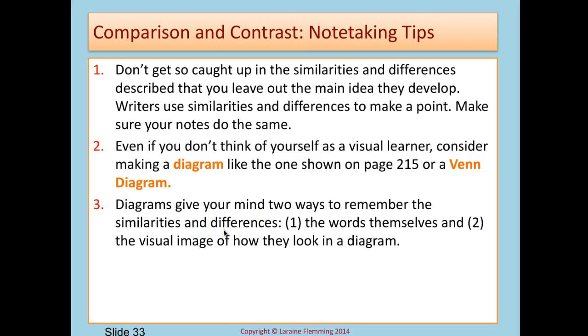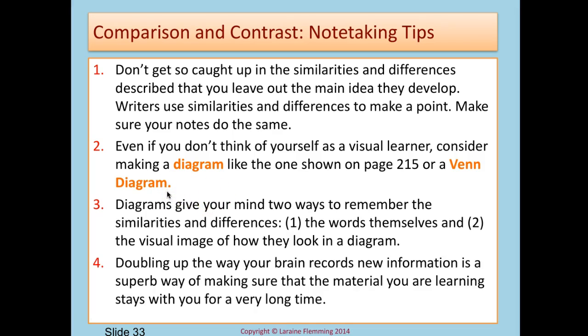Diagrams give your mind two different ways to remember the similarities and the differences. You've got the words themselves that you read, like the words that we've read about the pessimistic and optimistic dogs. But if we put it in a visual image, that's stored in a different part of our brain, and again, it strengthens our memory and our ability to recall the information. Whenever we double this up, we're going to be able to remember that information for a much longer time.